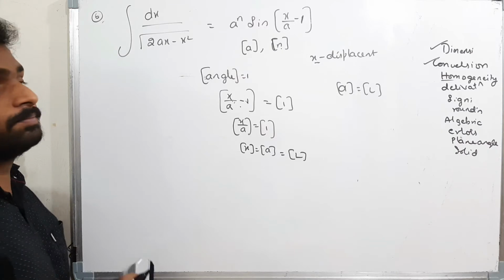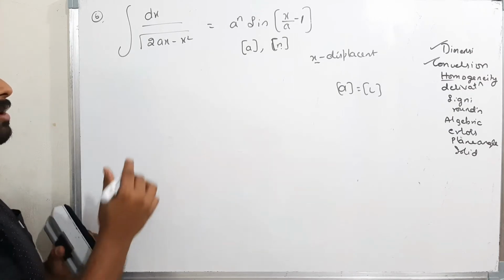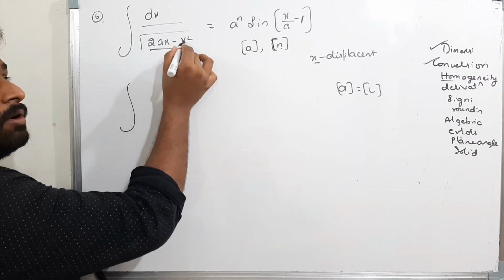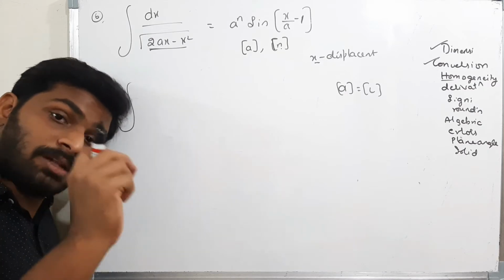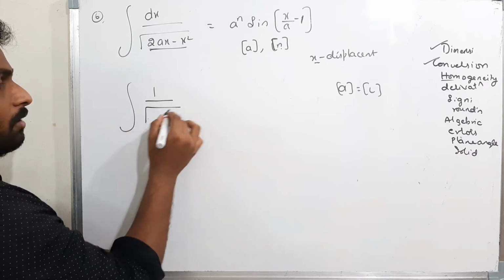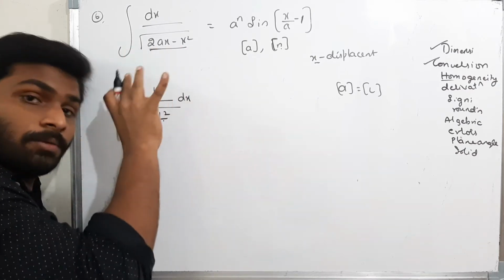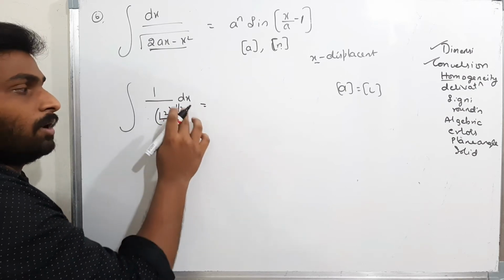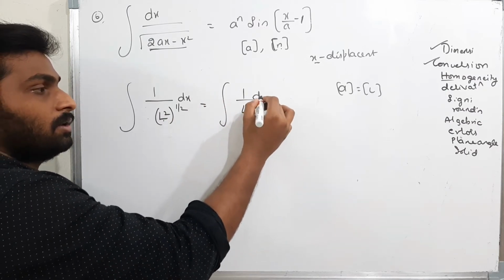Now, observe carefully what I am doing. Now, integration of, what is this? Where x is a displacement. Now, what is the dimension formula for x square? The dimension formula for x square is L square. Therefore, it is in the form of 1 by root of L square dx, where L is the dimension of x. I am writing in the dimensions form. Root means nothing but power 1 by 2. Therefore, power 1 by 2 whole power 2 is nothing but 1. Therefore, integration of 1 by L dx.